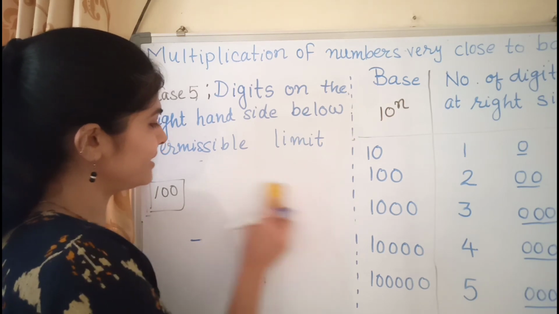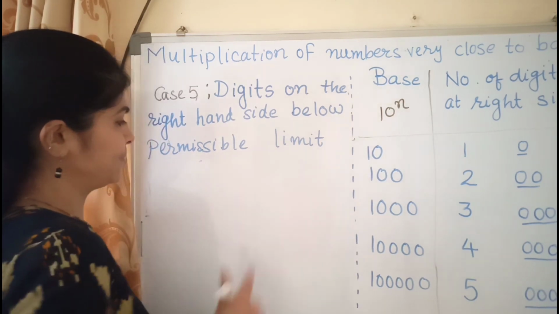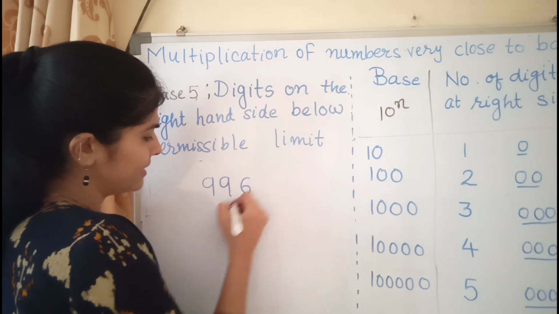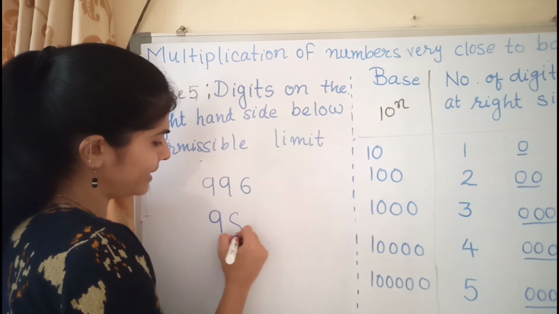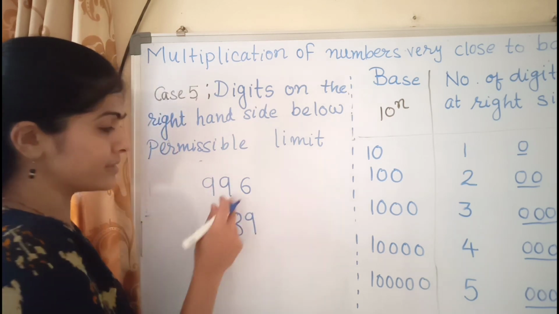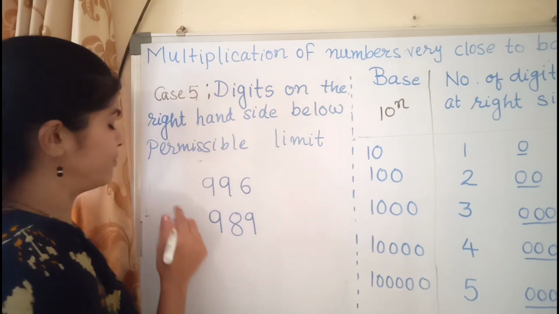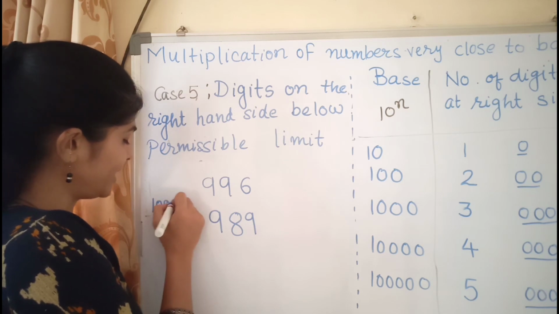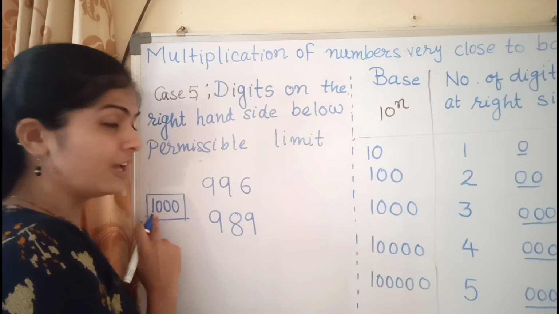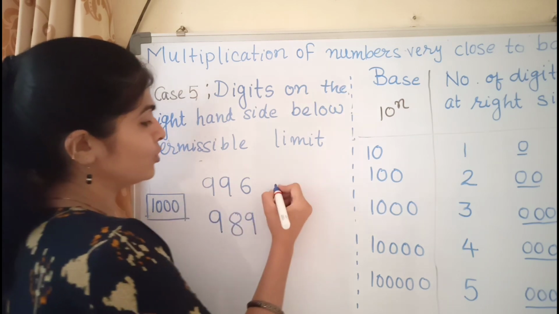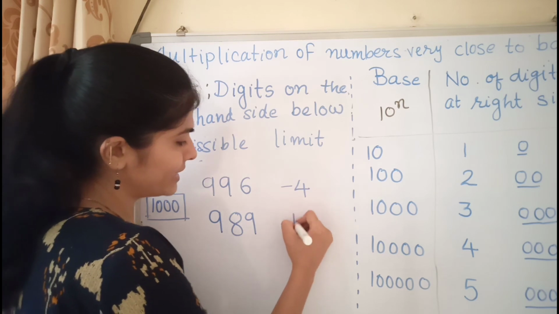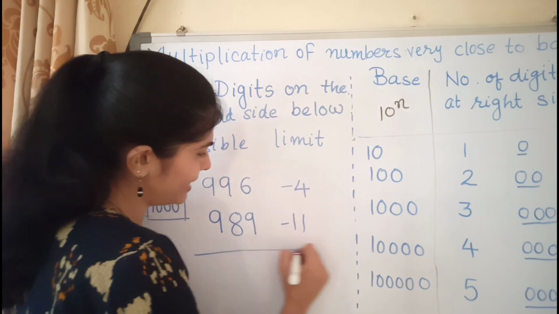Now let's consider one more example. 996 and 989. These two are the numbers. Both are closer to what? Both are closer to 1000, right? What is the next condition? Both are closer to 1000. So, how much is the deviation? Deviation is minus 4 and here deviation is minus 11, right?